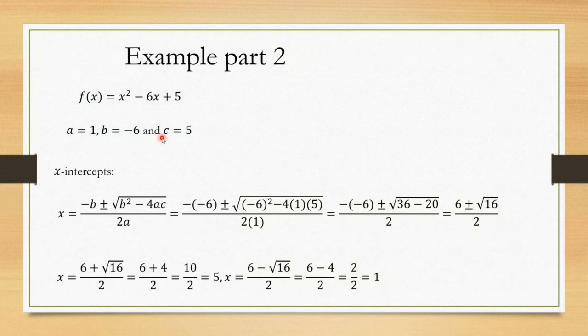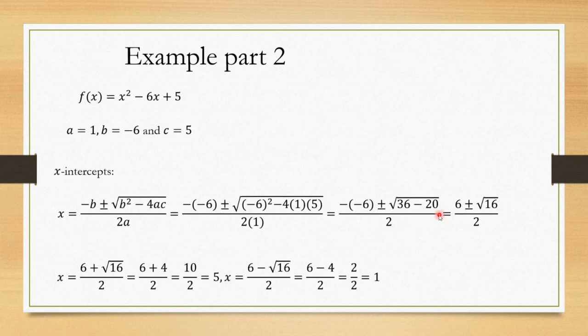I wrote A, B, and C again. For the x-intercepts, we have the quadratic formula. So I'm just plugging it into the formula. That's all I'm doing. Notice that we get -(-6), which is 6. You have 6 squared minus 4 times 1 times 5. Well, that's 36 minus 20, which we know is 16. Dividing by 2. 16 is a perfect square, which is nice. The square root of 16 is 4, which is cool.